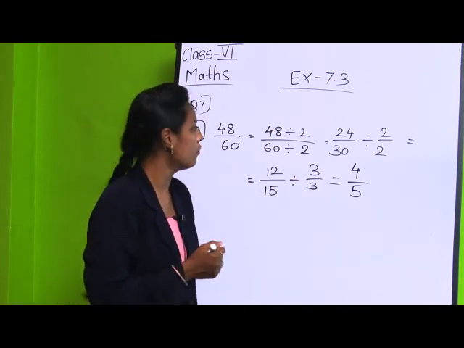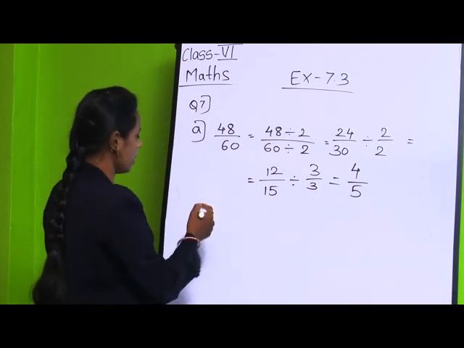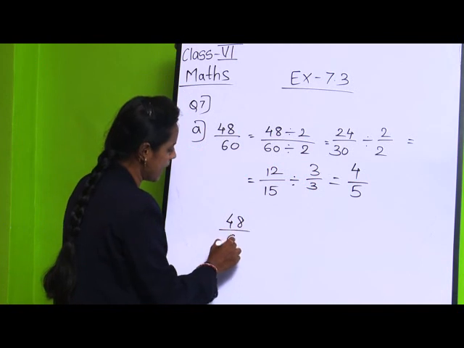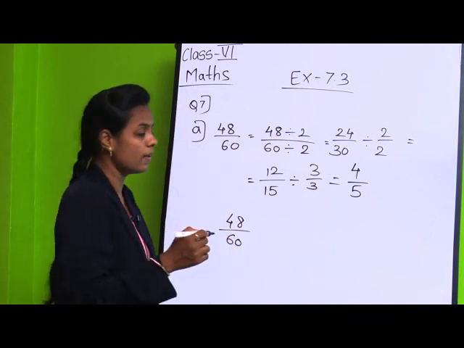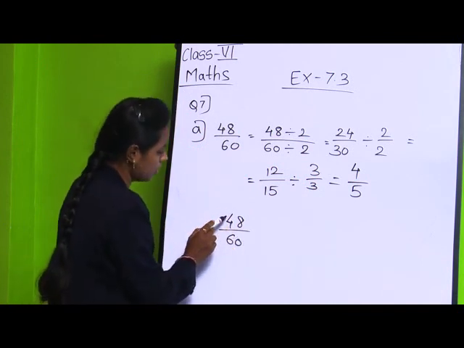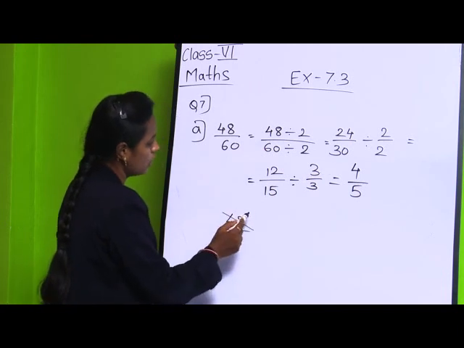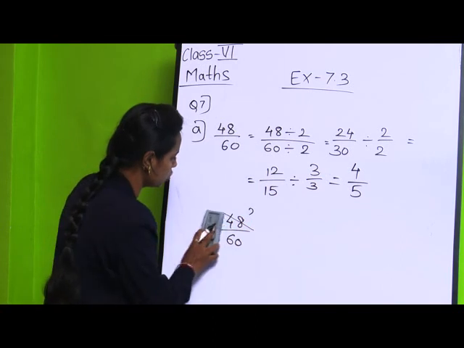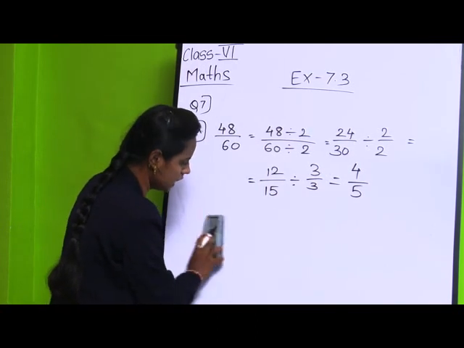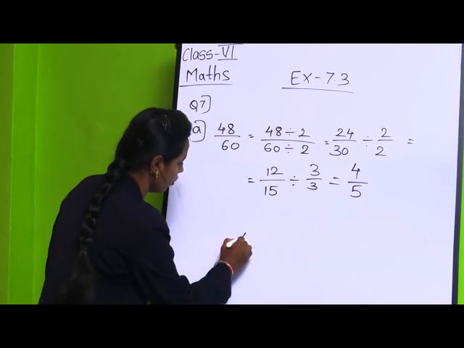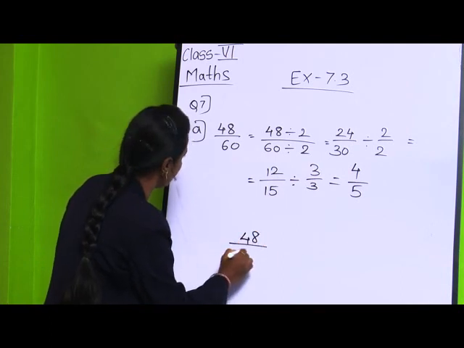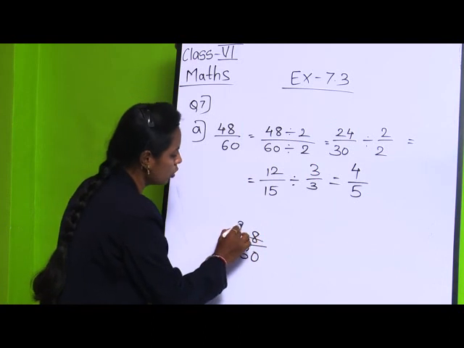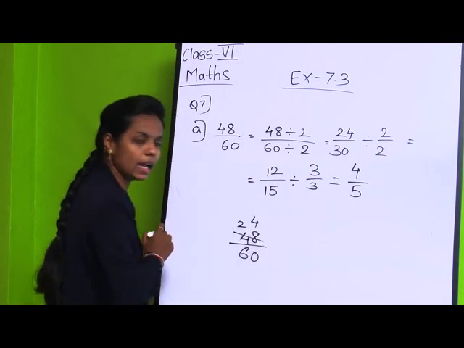4 by 5. So here there is one more method, like I will show you here. 48 divided by 60, simply cutting it out. I will show here so you will have a clear idea. See, 48 divided by 60. See, we have taken 2 table, so 2 2s are 4, 2 4s are 8.